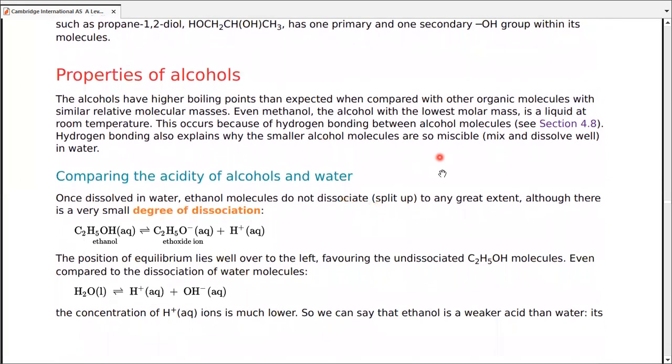Okay, so moving on, properties of alcohol. Now, alcohols have higher boiling points than expected when compared with other organic molecules with similar relative molecular masses. Now, this is a very important point that they are discussing. We can actually directly relate this point back to the bonding chapter, and they're going to discuss the exact same thing in the upcoming sentences, how even methanol, the alcohol with the lowest molar mass, is a liquid at room temperature. Now, this has only one carbon in its chain.